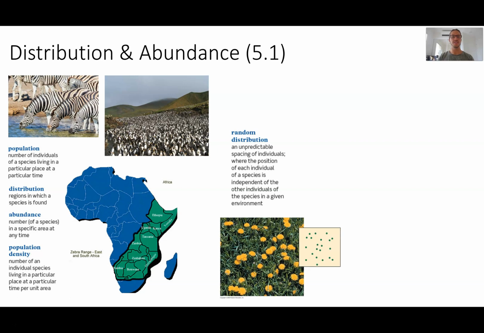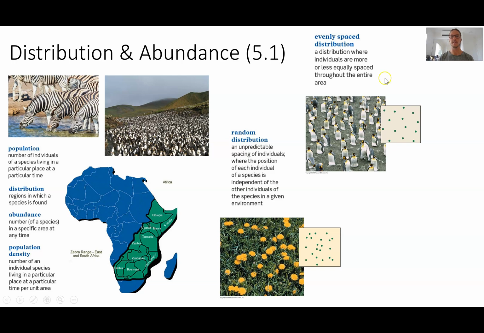The way in which populations distribute themselves varies. We have random distribution, and that's an unpredictable spacing of individuals. An example of this could be when seeds are blown across a field. The benefit is that there's less competition over space and over resources, similarly as seen in evenly spaced distribution. Like in the penguin example, more or less there is equal space between each one. And again, that just lessens competition.